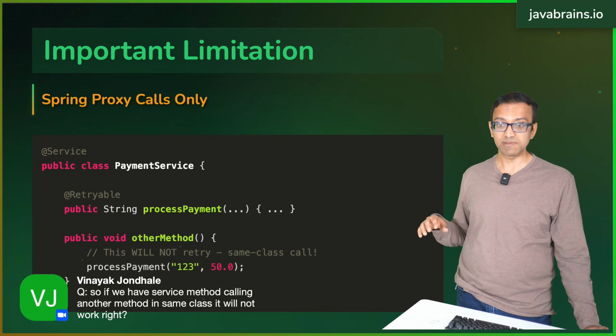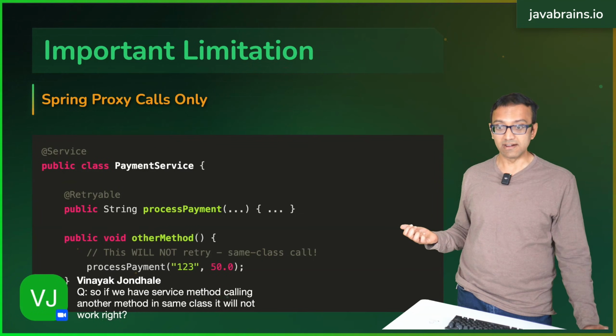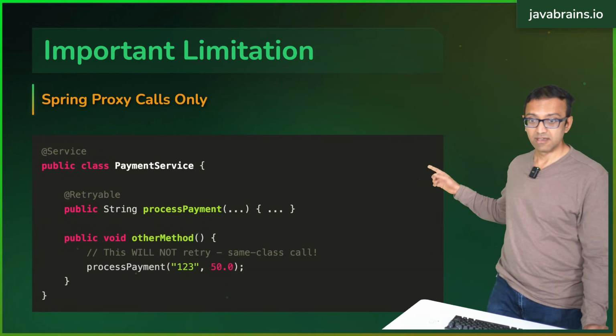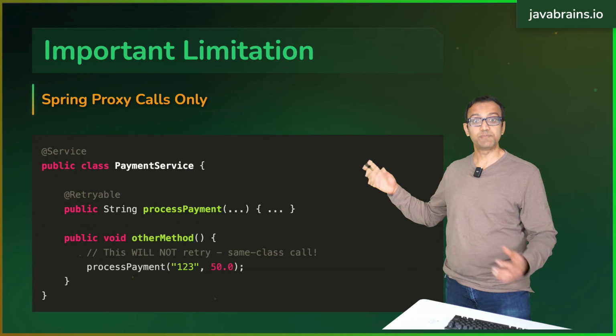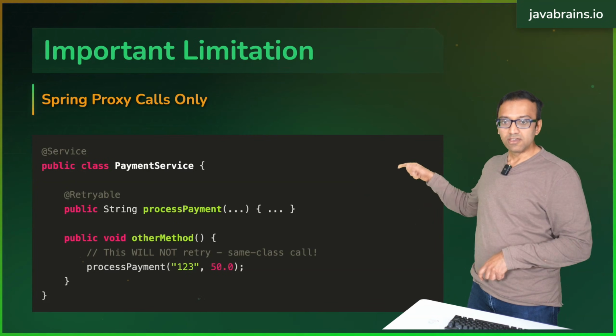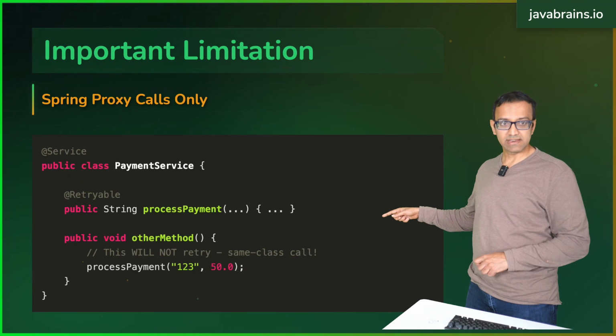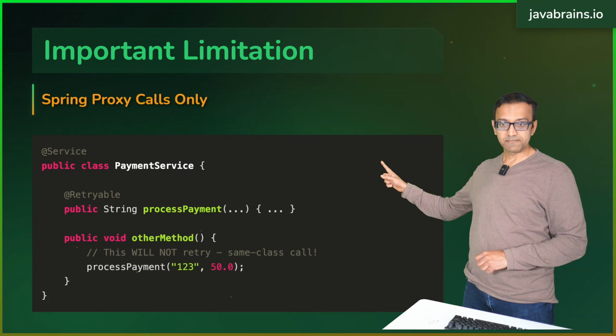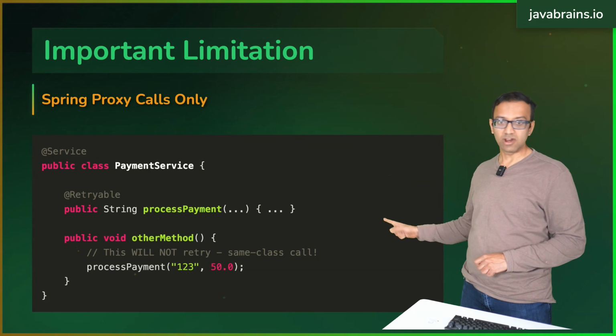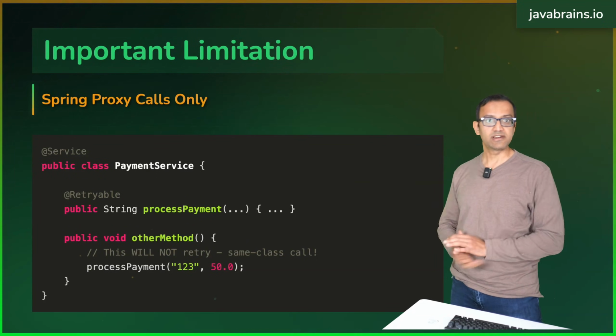Even though I see a question here, I think this is what it's addressing. If you have a service method calling another method in the same class, it'll not work. So here, this is actually a service. Payment service is a Spring service, and you have another method here which is calling this thing here. It's not going through Spring. It's not going to get the retry.